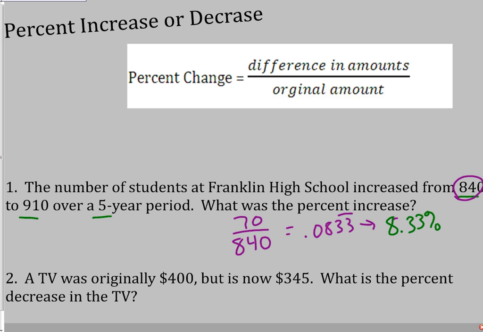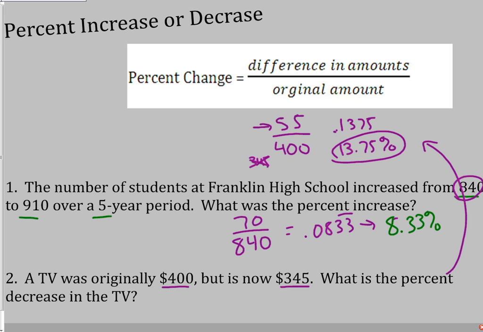Okay, now the second one brings up another point here. A TV was originally $400, but is now only $345. What is the percent decrease in the TV? So how much off is it really? The change, the difference, is $55. I'm going to do this one up here, just so I have room. The change is going to be $55. The original amount, and here's the part that a lot of kids like to screw up: they'll figure out this difference, but then somebody will put 345 down here and get it all twisted up. So don't do that. You want the original amount, which is 400. So 55 divided by 400 is going to be 0.1375. So that's 13.75%. So that's a 13% decrease in how much the TV is actually going to cost.